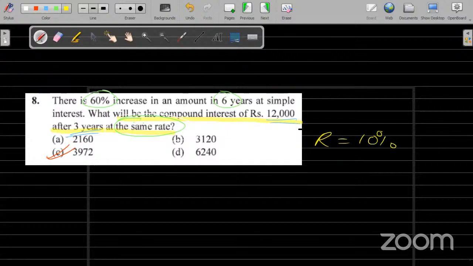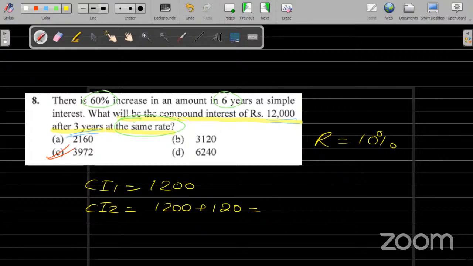Then compound interest for 12,000 after 3 years at the same 10%. Compound interest in the first year will be 10% of 12,000. That will be 12,000 by 10, 1,200. Compound interest in the second year will be 1,200 plus 10% of that, 120. That will be 1,320. Compound interest in the third year will be the second year's 1,320 plus 10% of that, 132.